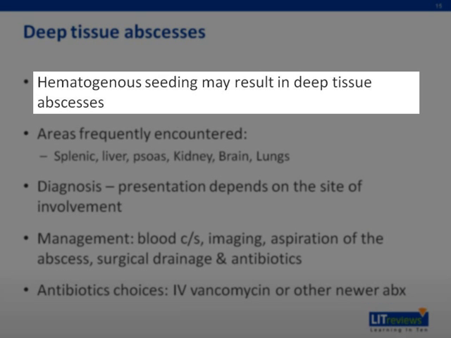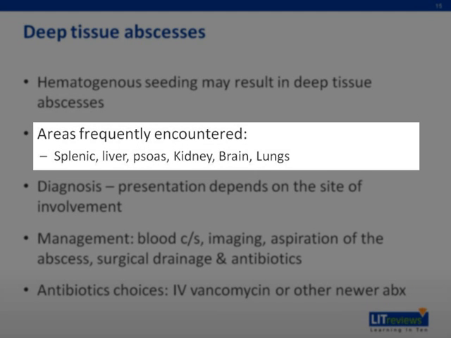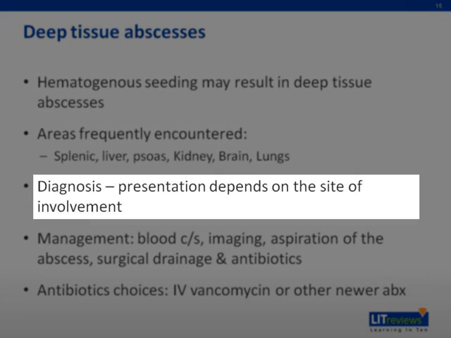Hematogenous seeding may result in deep tissue abscesses, and areas frequently encountered include the spleen, liver, kidneys, brain, lungs, and the psoas muscles. The patient presents with symptoms related to the site of involvement. For example, psoas abscess patients usually present with pain in the hips, seizures in patients with brain abscesses, and chest X-ray lung nodules in patients with lung abscesses.